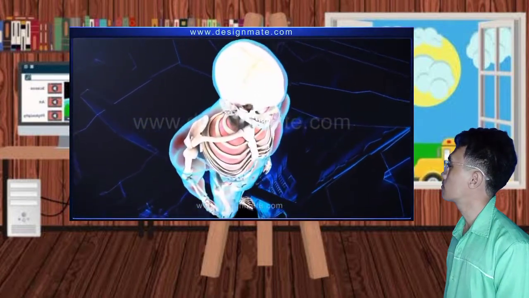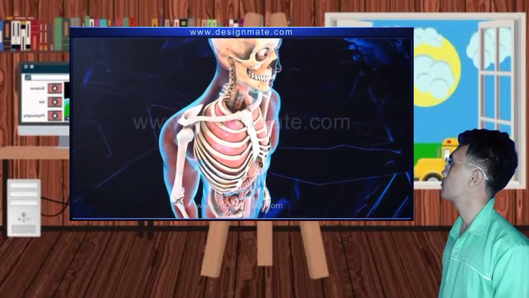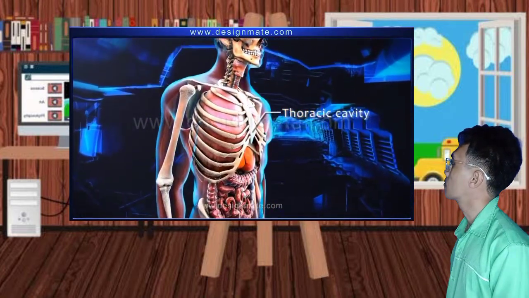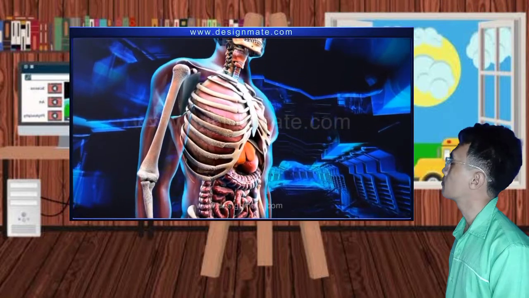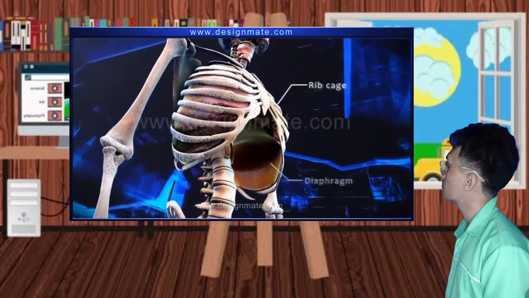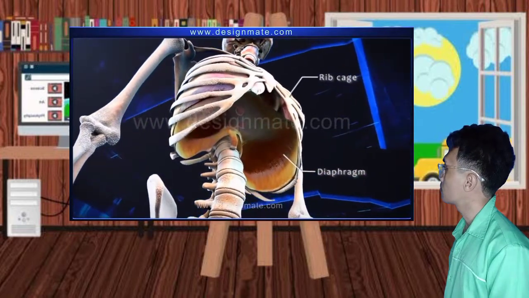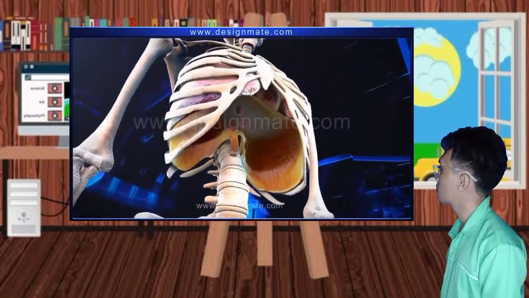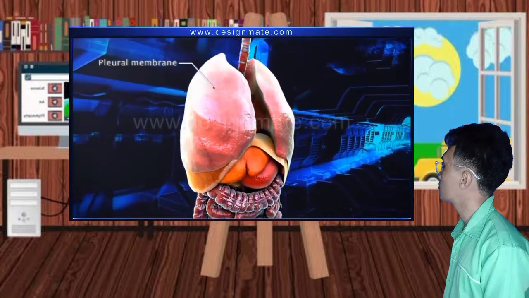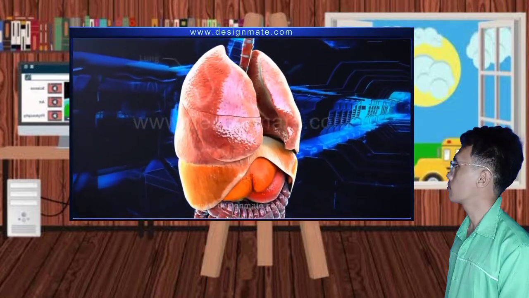In humans, the main organs responsible for respiration are present in the thoracic cavity. In the thorax region, the rib cage and a dome-shaped fibrous tissue, known as the diaphragm, are observed. Present within the rib cage are the pleural membranes, which enclose the lungs.